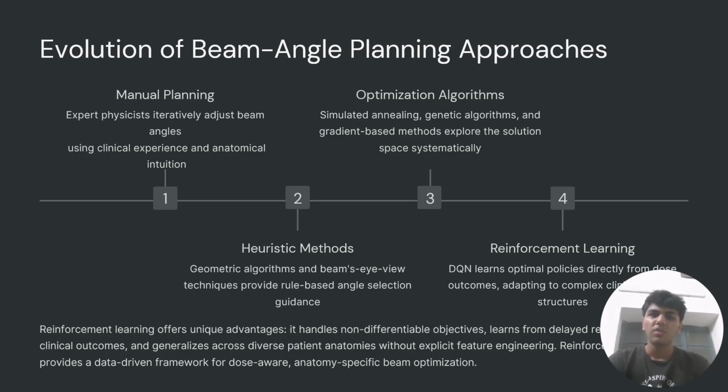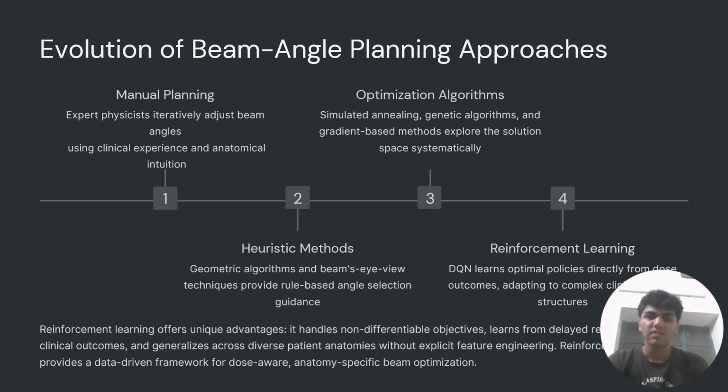Then we moved into optimization based algorithms. Approaches like simulated annealing, genetic algorithms, and gradient based methods allowed us to systematically explore the search space. These methods introduce rigor, but the problem is that the beam angle search space explodes combinatorially. So fully optimizing angles for every patient becomes very computationally expensive and impractical in routine clinical settings.